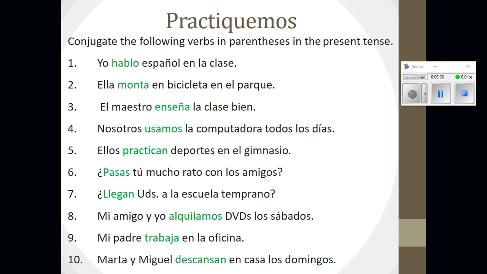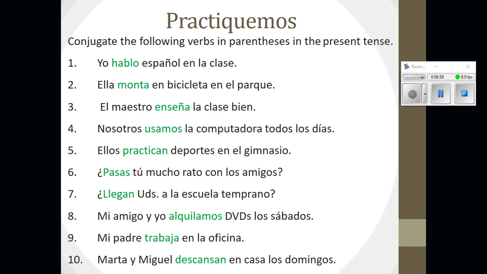Numero tres, el maestro enseña la clase bien. Okay, so we've taken enseñar, dropped the AR, and added a because el maestro is like saying he, and we know he in Spanish is él, and we also know that when conjugating AR verbs, if you have él, then you want to drop the AR and add a, okay?